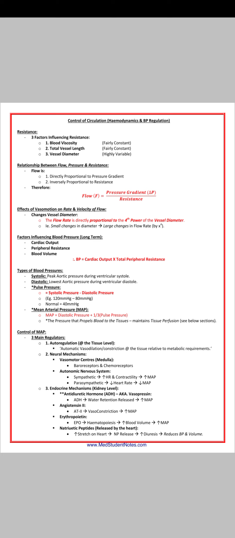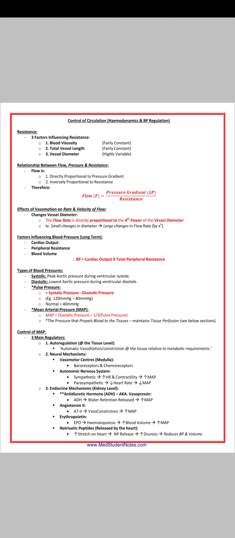So there is systolic pressure and diastolic pressure. Systolic pressure is the aortic pressure during ventricular systole, and diastolic pressure is the lowest aortic pressure during ventricular diastole. Next is mean arterial pressure. The mean arterial pressure, or MAP, is equal to diastolic pressure plus 1/3 pulse pressure.